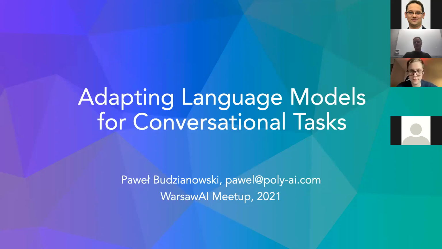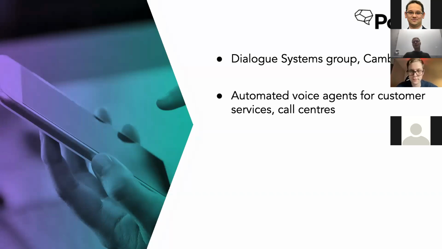I did maths in Poznan at Adam Mickiewicz University, and then a PhD in dialogue systems in Cambridge. At Poly.ai, we work on automating voice agents for customer service and call centers in a variety of different domains. We are primarily looking at voice. There are a lot of chatbots we probably use, and they do not work as well. We're going for an even harder problem, which is voice. However, it can end up in really nice interactions.